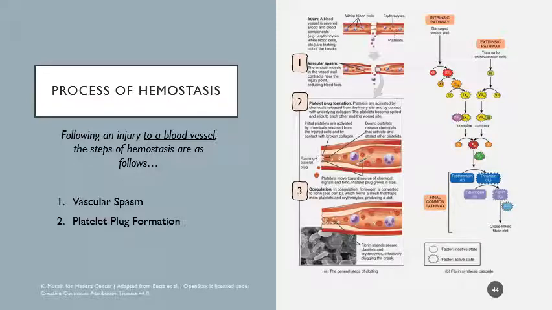Then we have platelet plug formation, where basically it's the first activation of those platelets. They start to stick together and form a platelet plug. And then you have proper coagulation. There's a change in the proteins that leads to that special mesh, and it really forms a proper clot.